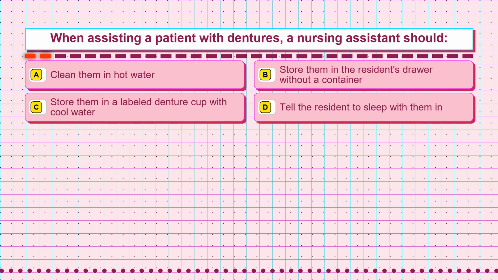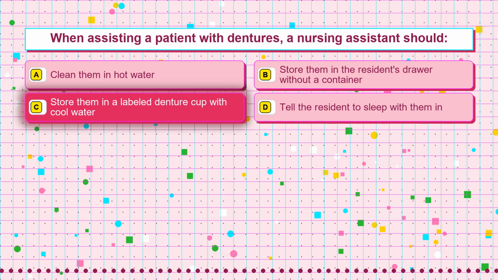Question 83. When assisting a patient with dentures, a nursing assistant should: Option A. Clean them in hot water. Option B. Store them in the resident's drawer without a container. Option C. Store them in a labeled denture cup with cool water. Option D. Tell the resident to sleep with them in.